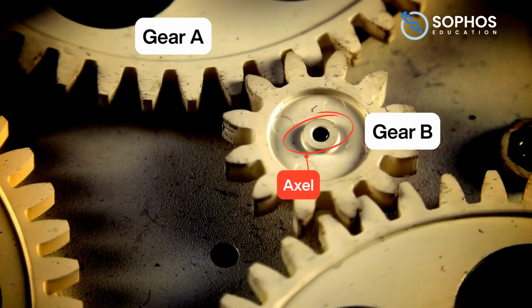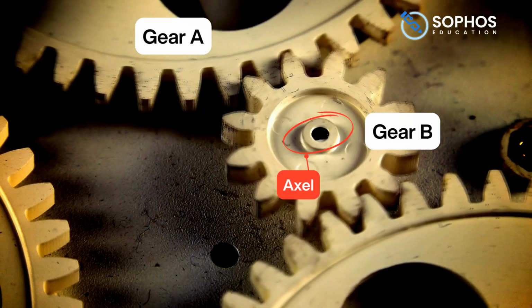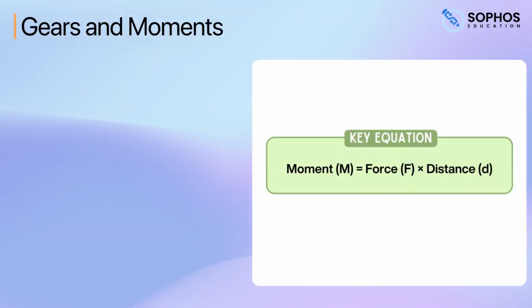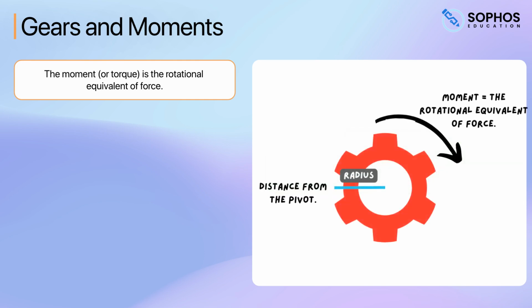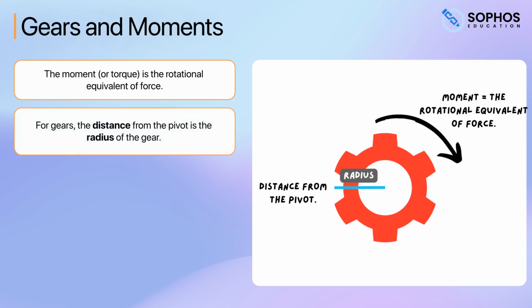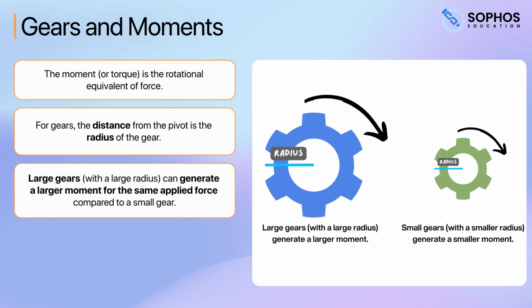Even though the force applied to both gears is the same, the radius of each gear affects the rotational effect or moment. To remind you, the moment or torque is the rotational equivalent of force. It is calculated as moment equals force times distance, where distance is the distance from the pivot. For gears, the distance from the pivot is the radius of the gear. Large gears with a large radius can generate a larger moment for the same applied force compared to a small gear. Let's explore this concept with a numerical example.